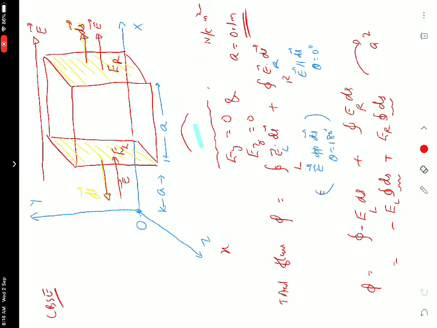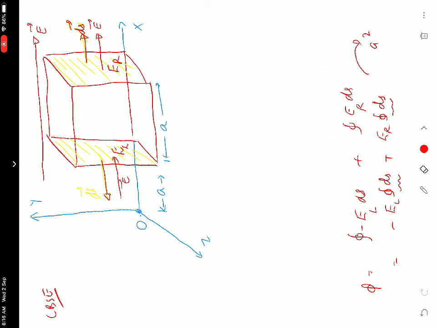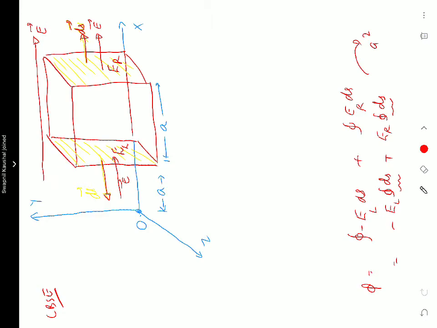So therefore next we are going to write this. This part I am removing. These are very important numericals. We are toward the end of the chapter. Phi is equal to minus EL.